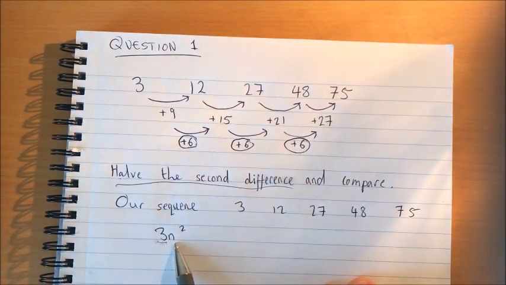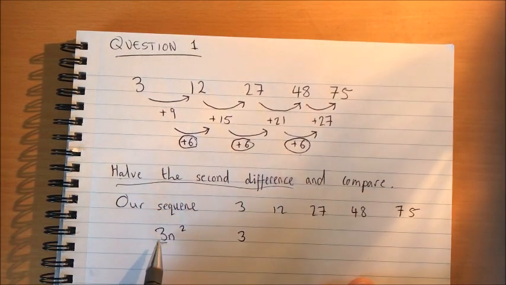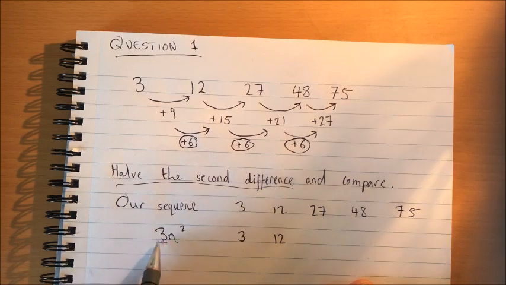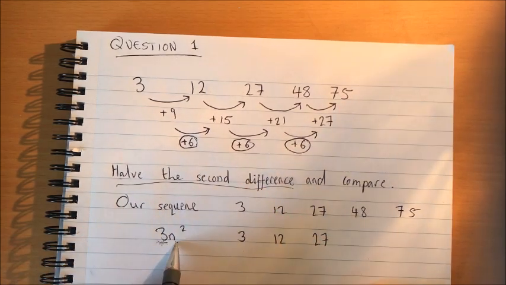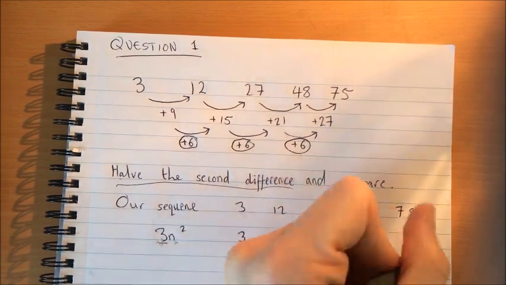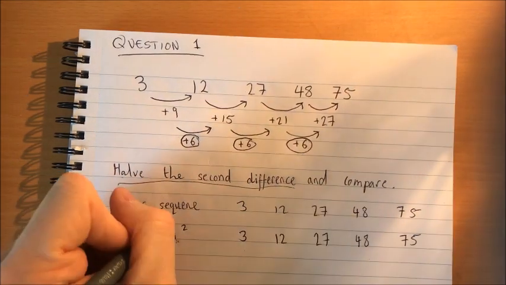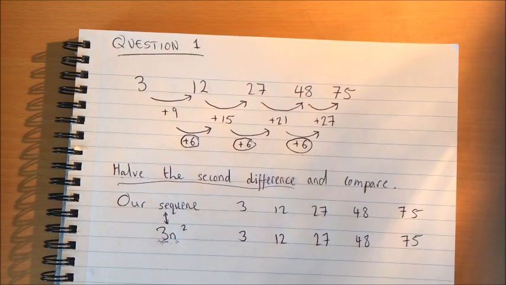Okay, so 3n squared: 3 lots of 1 squared gives me 3. 3 lots of 2 squared gives me 12. 3 lots of 3 squared gives me 27. 3 lots of 4 squared gives me 48. And 3 lots of 5 squared gives me 75. And actually, I can see that our sequence and the sequence 3n squared are identical.